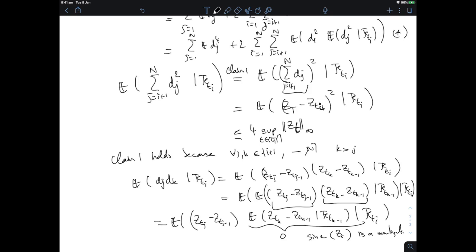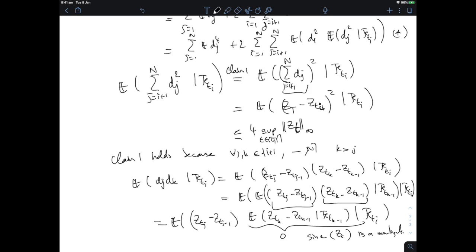So the cross terms of that form here in this double sum, when you expand that square, are all 0, and that's why this expectation of the sum squared is actually the expectation of the sum of the squares, because all of the cross terms are 0. So this gives me this very nifty technical estimate on this part of my computation.